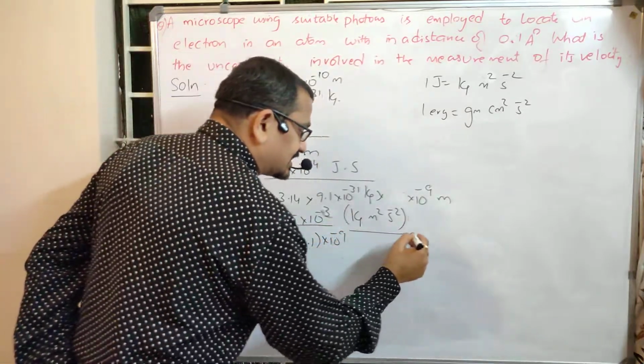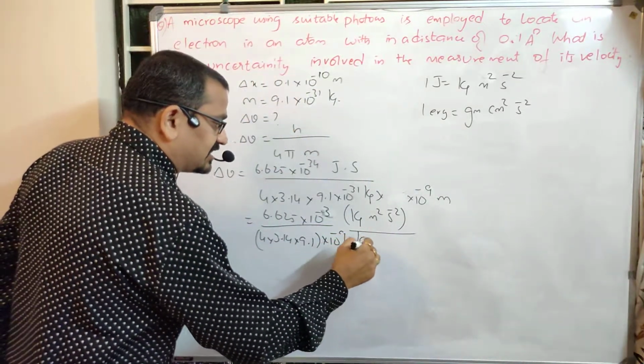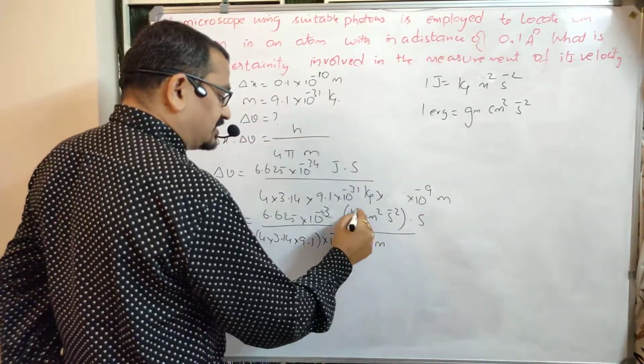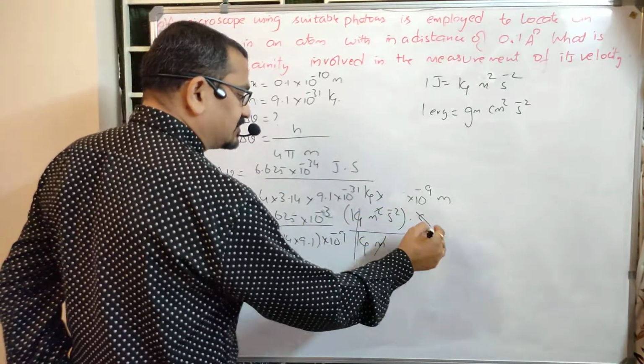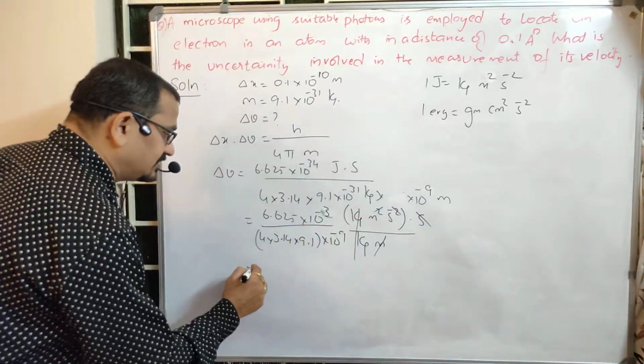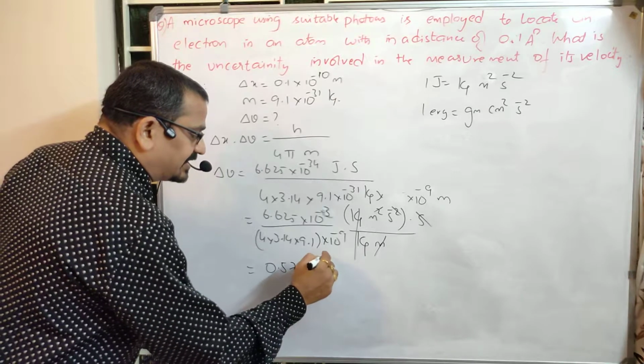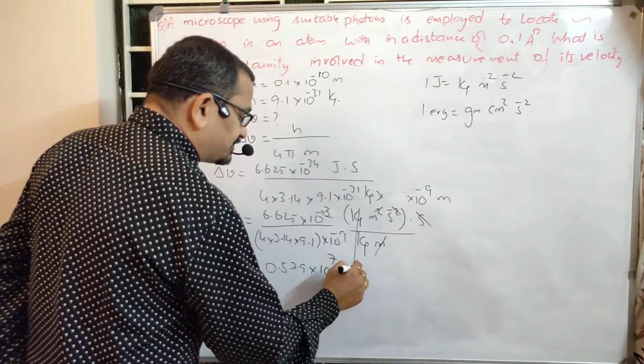Now kg meter square second inverse square over kg and meter. Right, here second is also there. Now kg is cancelled, 1 meter is cancelled, 1 second is cancelled. So the answer will be approximately 0.579 into 10 power 7 meters per second.